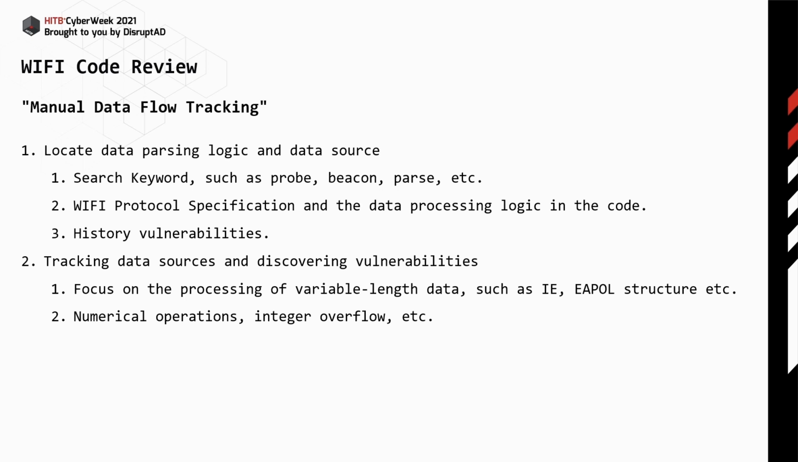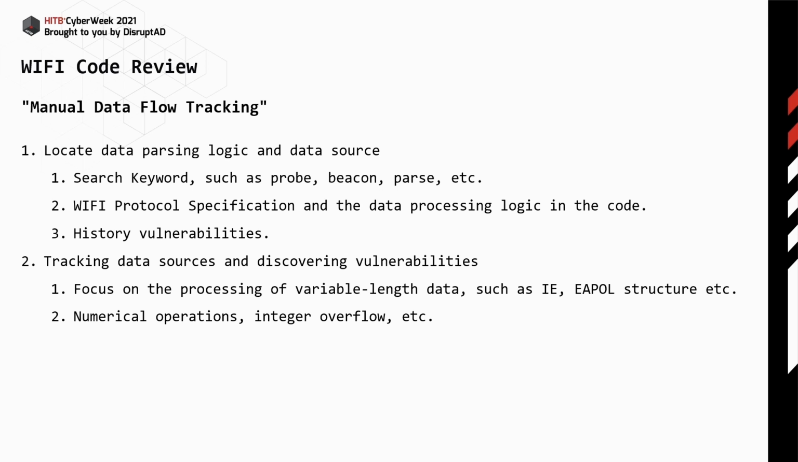Third, we can quickly locate the data processing code by analyzing the root cause of historical vulnerabilities. In addition, by analyzing historical vulnerabilities, we can also learn what things are prone to bugs when handling the Wi-Fi protocol, which helps us to quickly find some similar vulnerabilities.